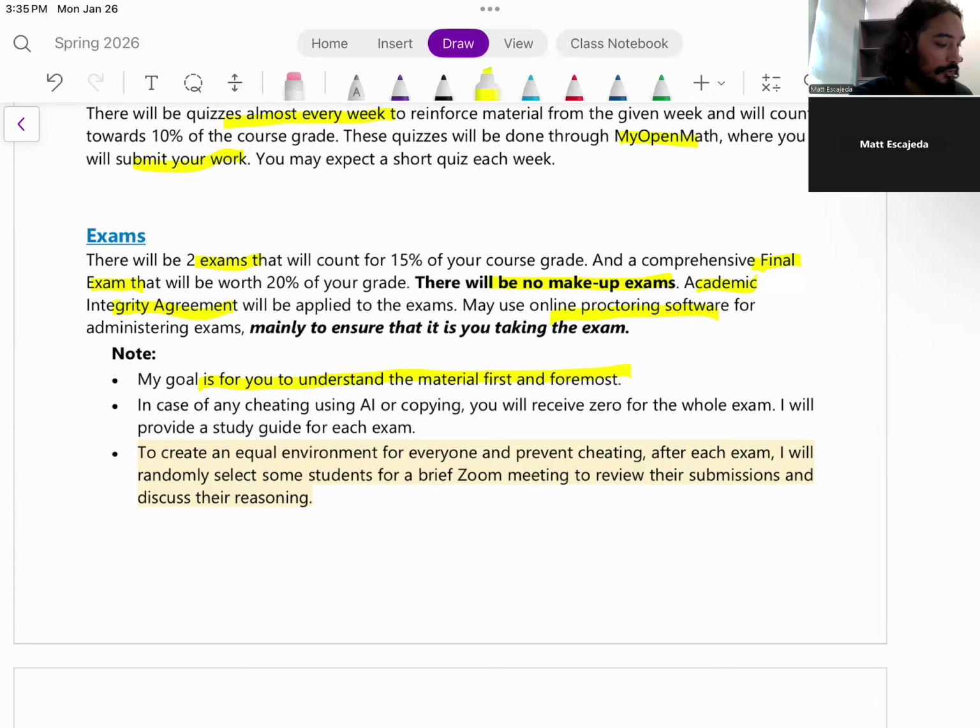So the main reason I would need some type of proctoring is to ensure that it is you taking the exam. Okay. I need to know it's you, that you're the student taking the exam, because we've had problems where someone else is taking the exam. Okay. So we'll see how the class goes by the exam time, but there could be some online proctoring. So that's what I would need to use. But yeah, if there's just straight up AI copying, you get a zero.